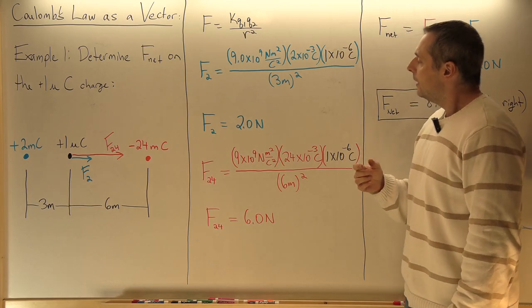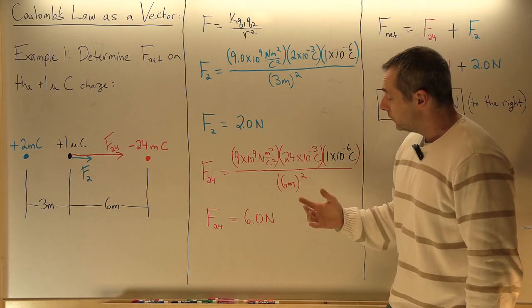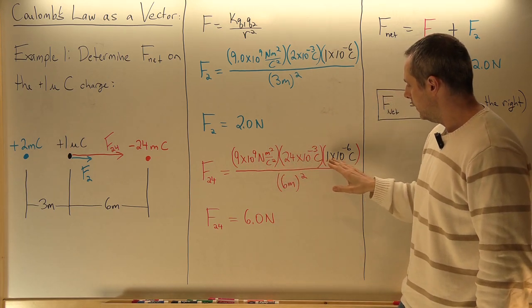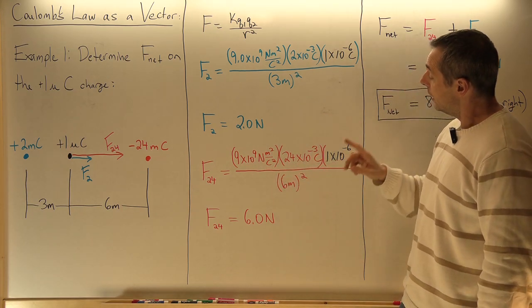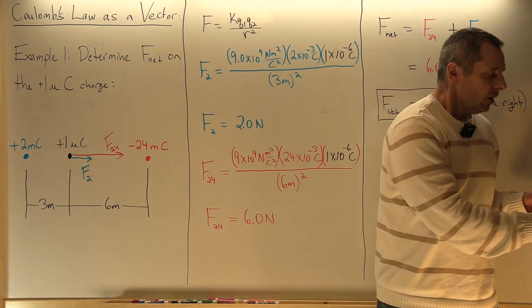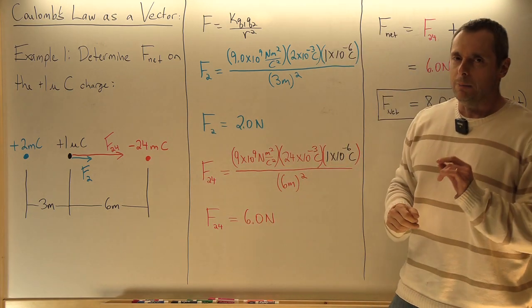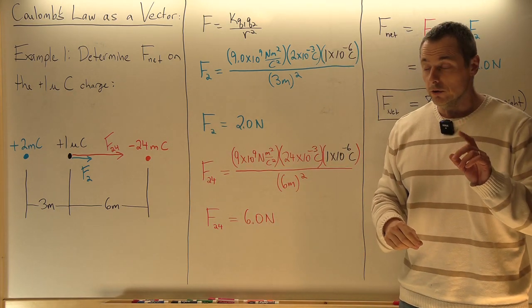All right, now, the next force, I use the same formula, 9 times 10 to the 9th, 24, 1 microcoulomb, 6 meters. And you might be looking at that and saying, wait a minute, it's not 24, it's negative 24. I mentioned this briefly in the first video on this topic.